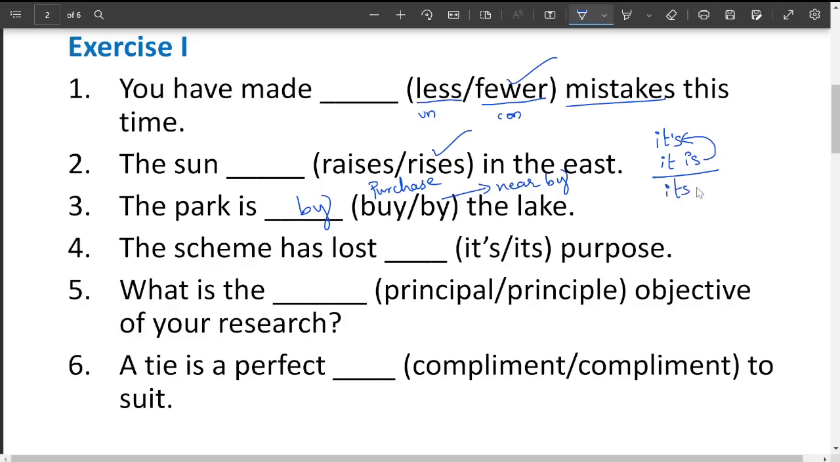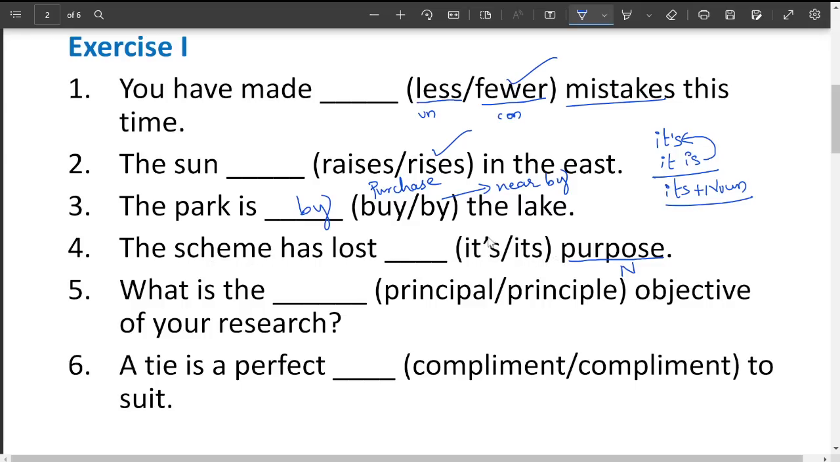Now the second one, its, is a pronoun. This pronoun is always followed by a noun. This is the case without apostrophe. Its with an apostrophe is nothing but it is. Its without apostrophe is sometimes treated as an adjective, sometimes as a pronoun, and is always followed by a noun. Now look at this. Purpose is given. What is the part of speech of purpose here? Noun. Now, the scheme has lost it is purpose, or its purpose?